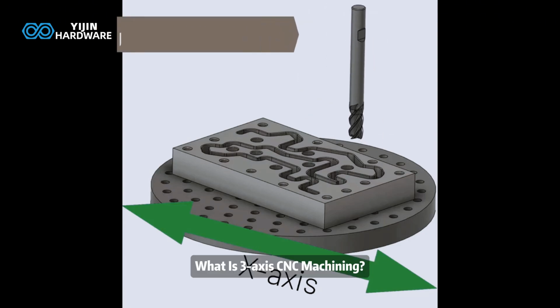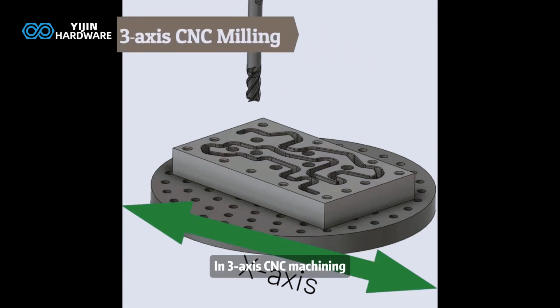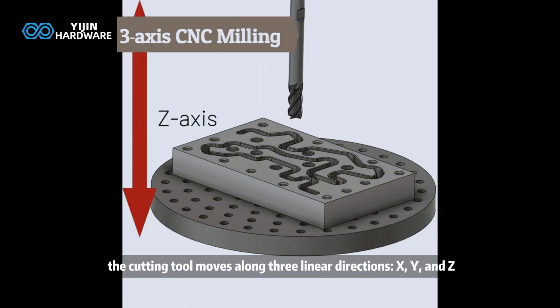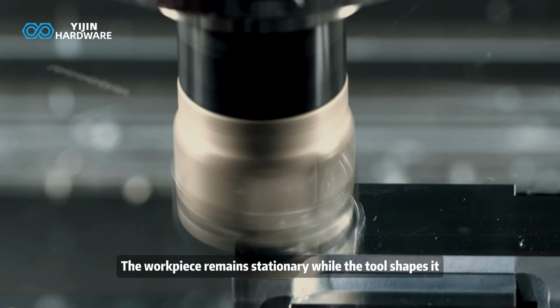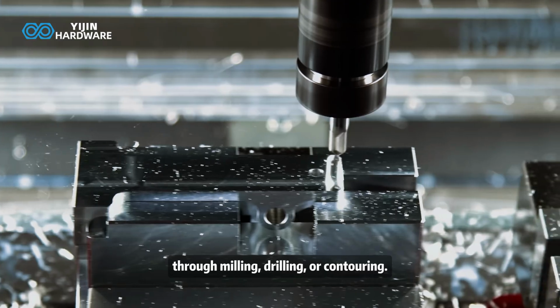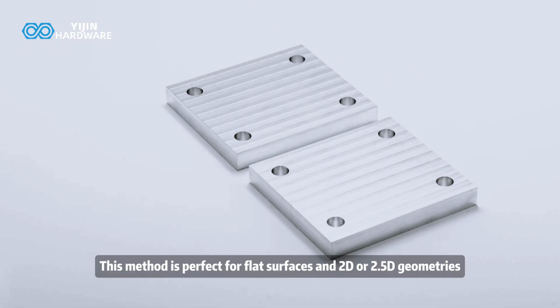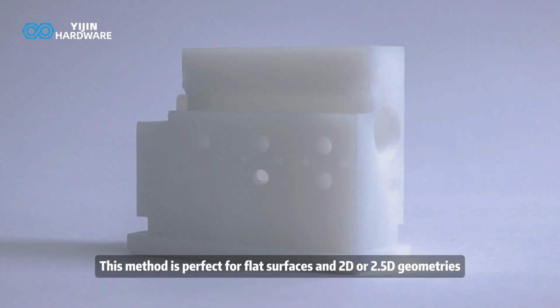What is three-axis CNC machining? In three-axis CNC machining, the cutting tool moves along three linear directions, X, Y, and Z. The workpiece remains stationary while the tool shapes it through milling, drilling, or contouring. This method is perfect for flat surfaces and 2D or 2.5D geometries.